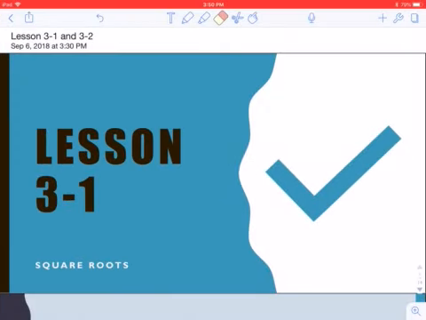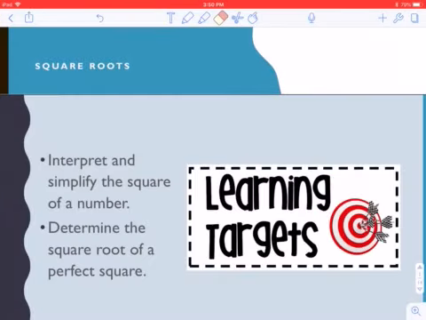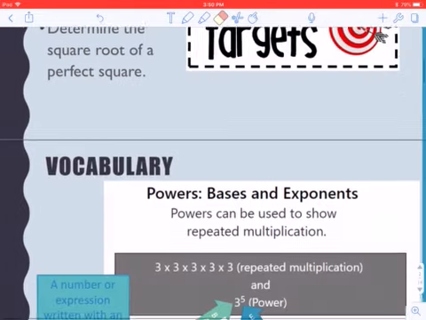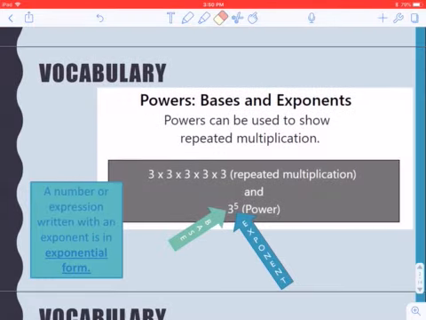Lesson 3-1 is on square roots. You need to be able to interpret and simplify the square of a number and to determine the square root of a number. Vocabulary: powers, bases, and exponents.